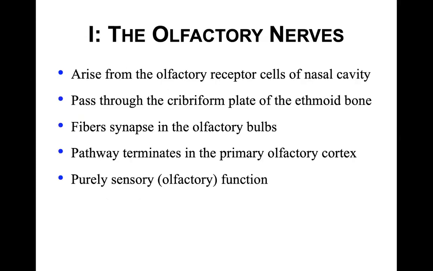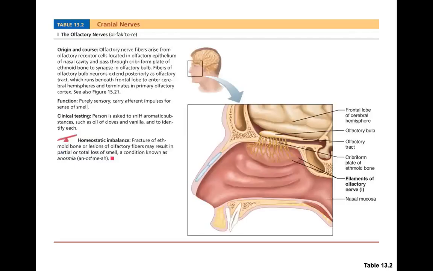So the first one is the olfactory nerves. They arise from the olfactory receptor cells of the nasal cavity. This will pass through the cribriform plates of the ethmoid bone. Fibers will synapse in the olfactory bulbs. The pathways will terminate on the primary olfactory cortex. This is purely sensory in function. Here you can see the receptors within the nasal cavity. Here's the olfactory tract. You can see the nerve traveling back here, and it will travel up.